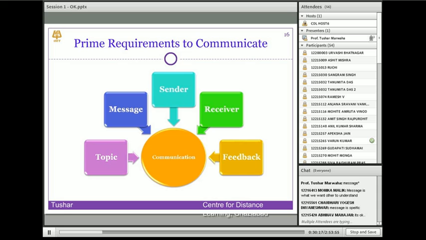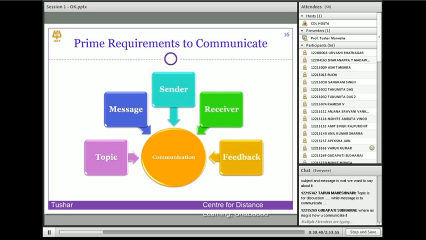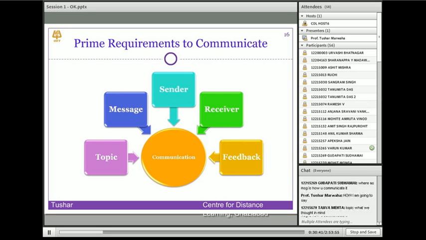Okay. See, a topic is the idea. Now just keep this difference in mind. Now just let me finish my sequence. Topic is the idea. The message is how I am going to say it. That is the message. How I am going to say it.